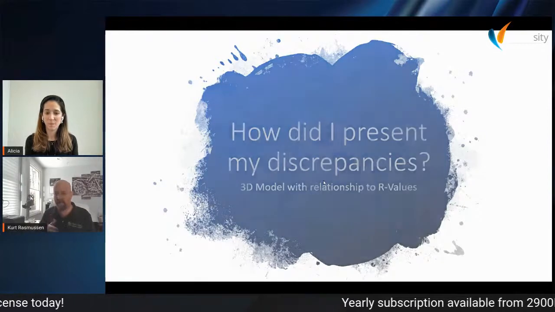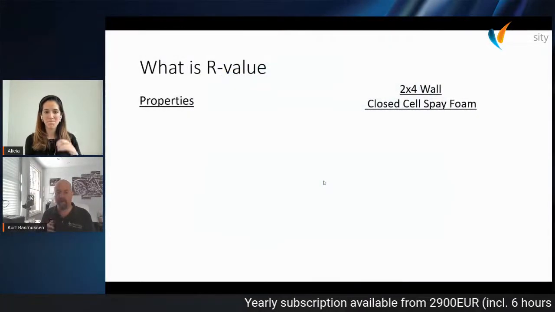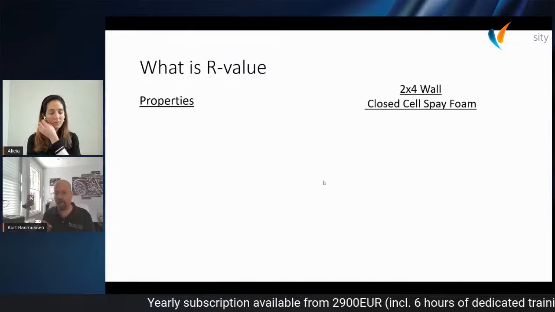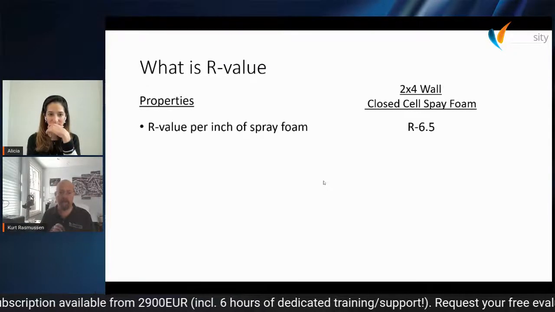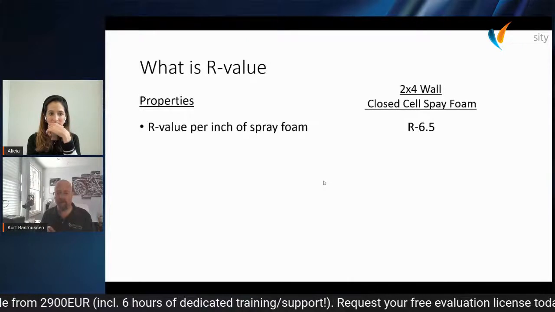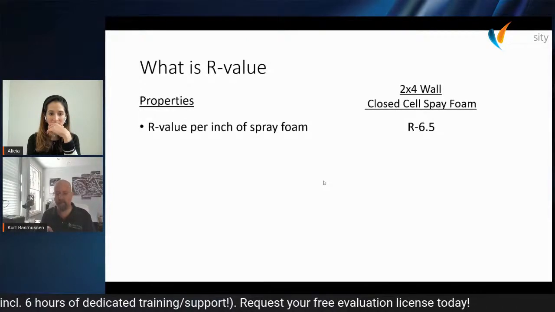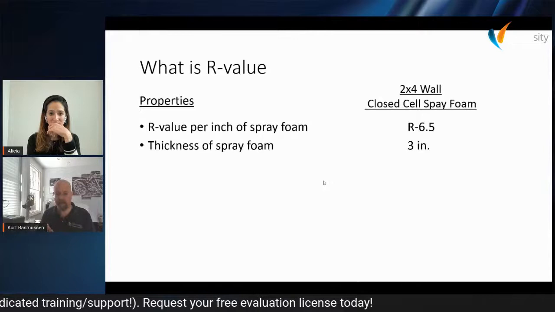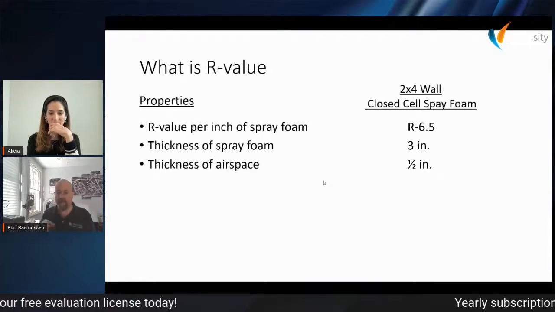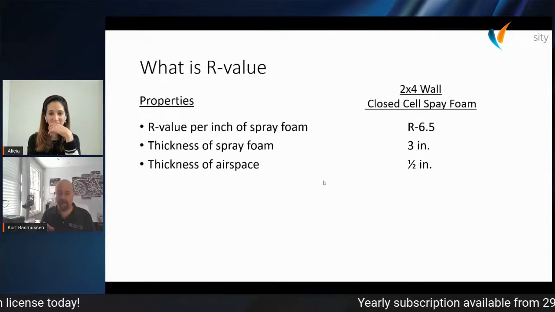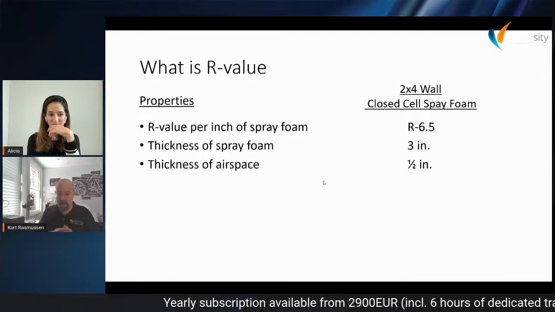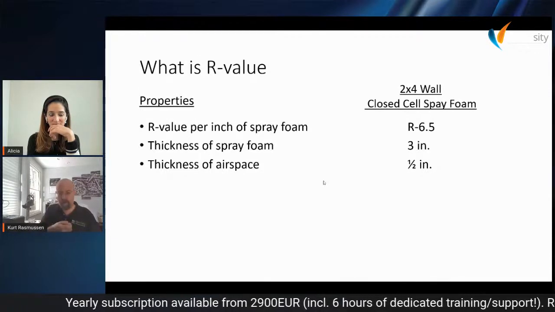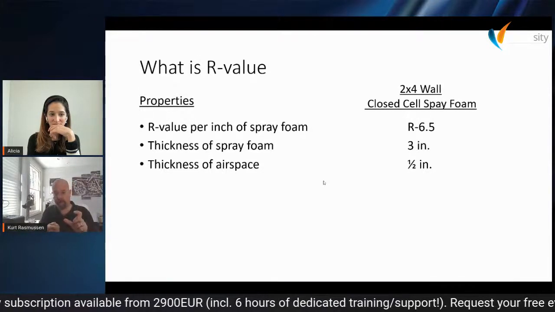So let's get deeper into what our values are. Like I said, I'm dealing with a 2x4 wall, which is closed-cell spray foam. The R-value per inch of spray foam is 6.5. If we look at the thickness of the spray foam they would need, they can put in 3 inches. That leaves a thickness of a half inch of airspace. This is another thing: when they would come through, one guy would mark it, and he would stick a wire through, and he had a 3-inch spackle blade.